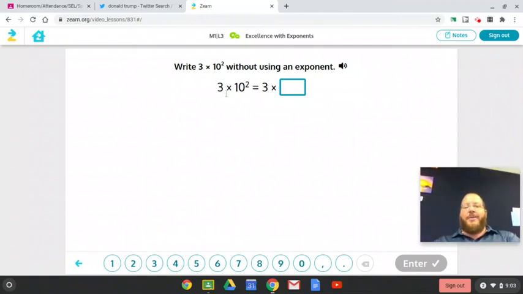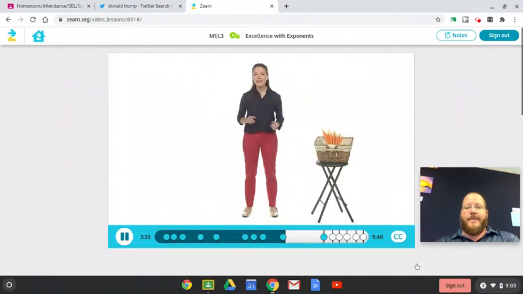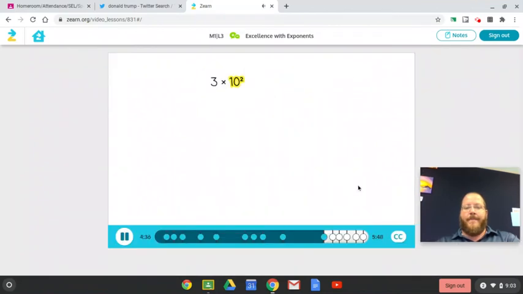So they're saying 3 times 10 to the second power equals 3 times what? Well, that's 10 times 10, right? 10 times 10 is 100. Little secret here: whatever the exponent is, that number is how many zeros you're going to need. So since that exponent is a 2, that means I'm going to need 2 zeros. See how I did that? So that's 3 times 100. 10 to the second power equals 100. So 3 times 10 to the second power equals 3 times 100.